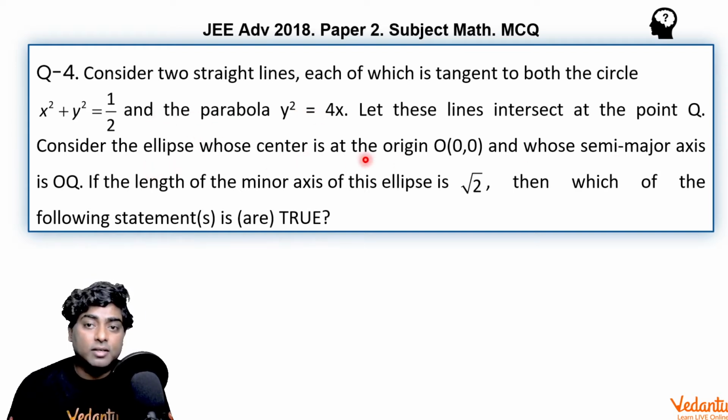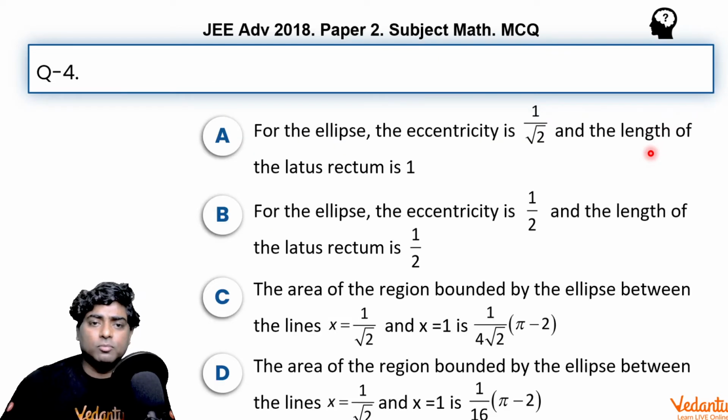Consider the ellipse whose center, now they are asking about a third curve, is at the origin. It looks like a standard ellipse, and the major axis is OQ, and the length of the minor axis of the ellipse is given as root 2. The semi-major axis is OQ, so we have to find the major axis or semi-major axis length. The minor axis length of the ellipse is root 2, which means its semi-minor axis is root 2 by 2, that is 1 upon root 2. Which of the following statements is or are true? There may be more than one correct option.